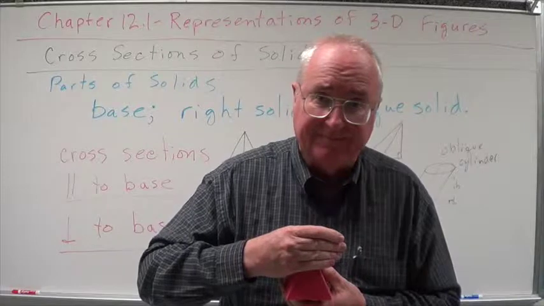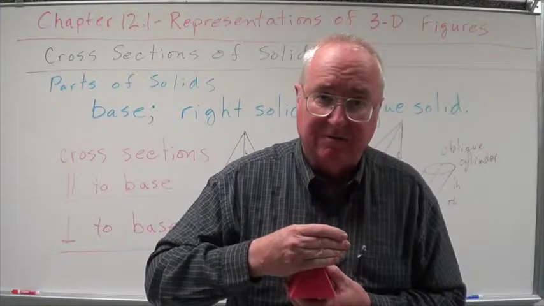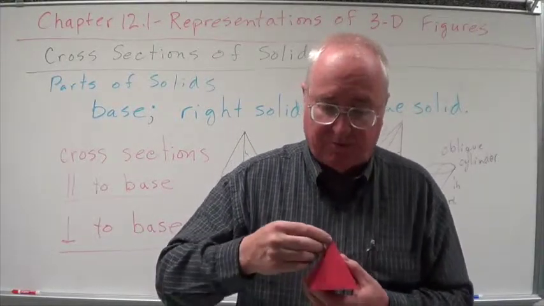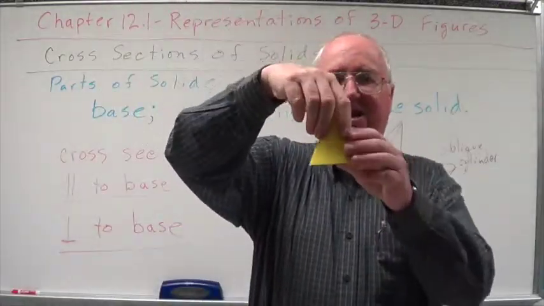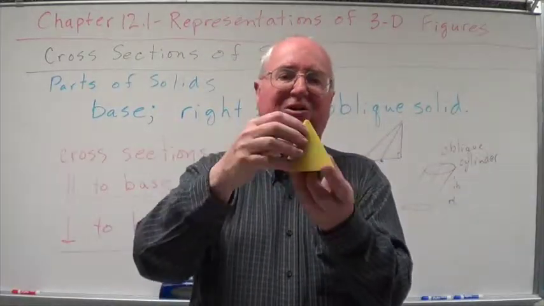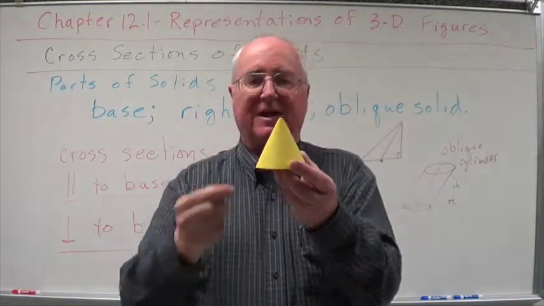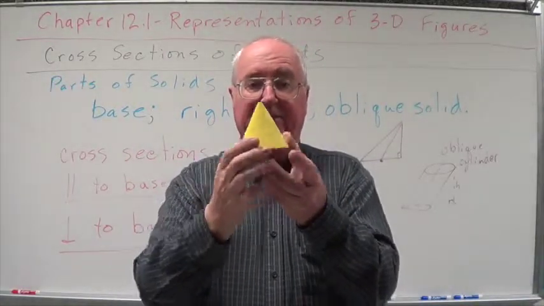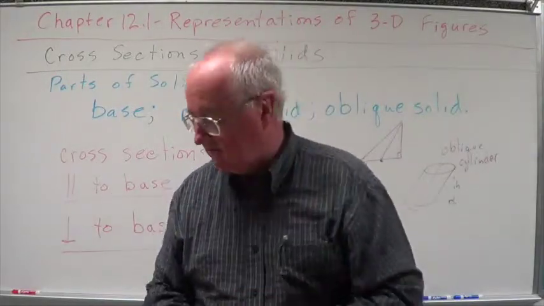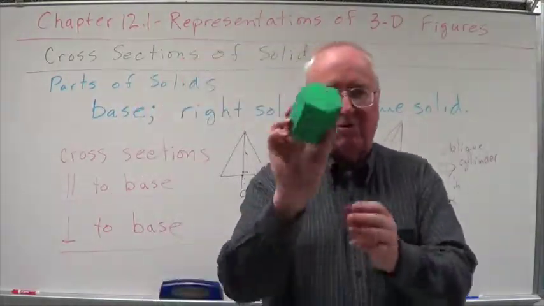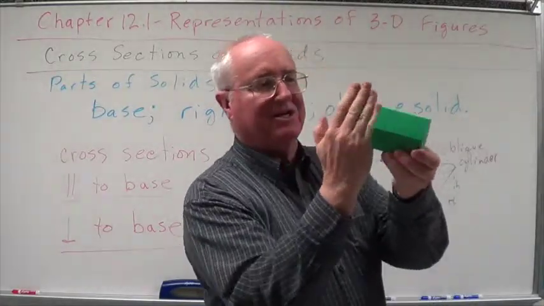What do we call that? Trapezoid. But when I get here, we'll have another triangle. What am I going to get here if I cut perpendicular to the base through the vertex? I ought to get a what? What's this shape? Has 3 sides? It'd be a triangle.